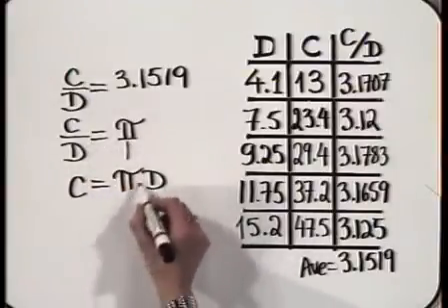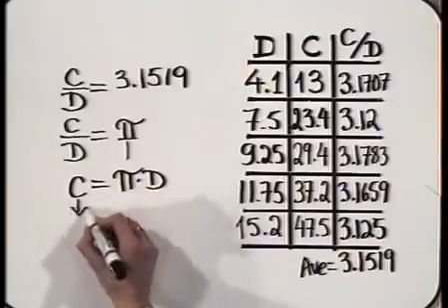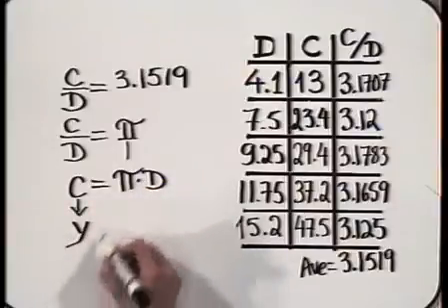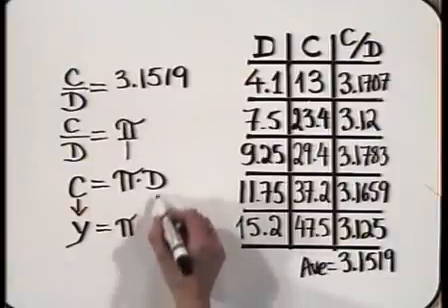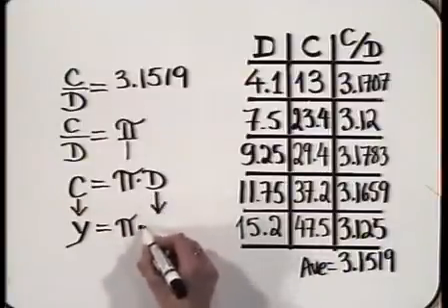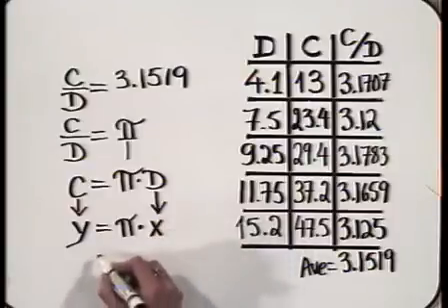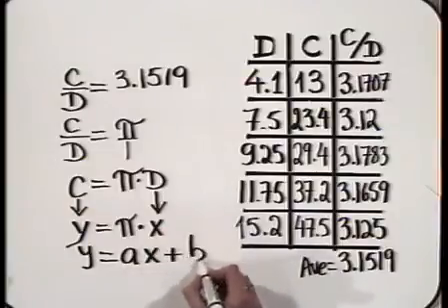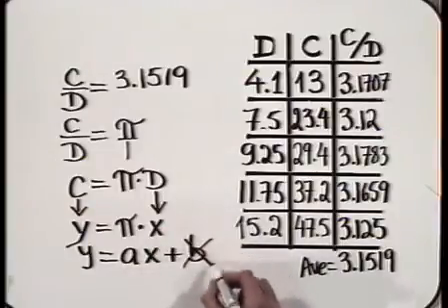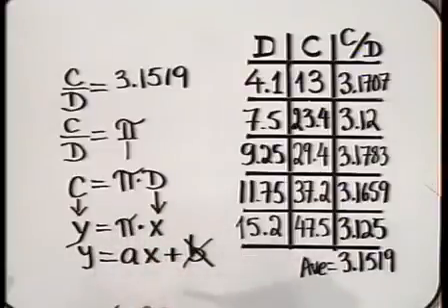But this is a simple linear relationship. C is the output variable, pi is a number, that's the A, and D is the input variable, or X. This is the form Y equals AX plus B, where B happens to be 0 in this case, and A is the slope.